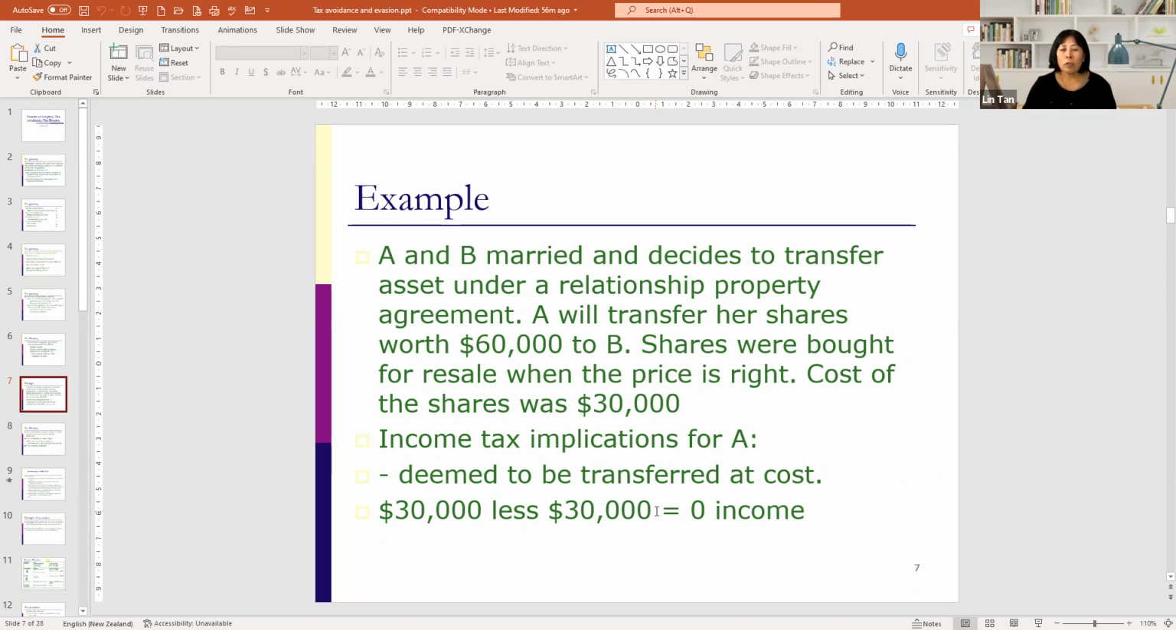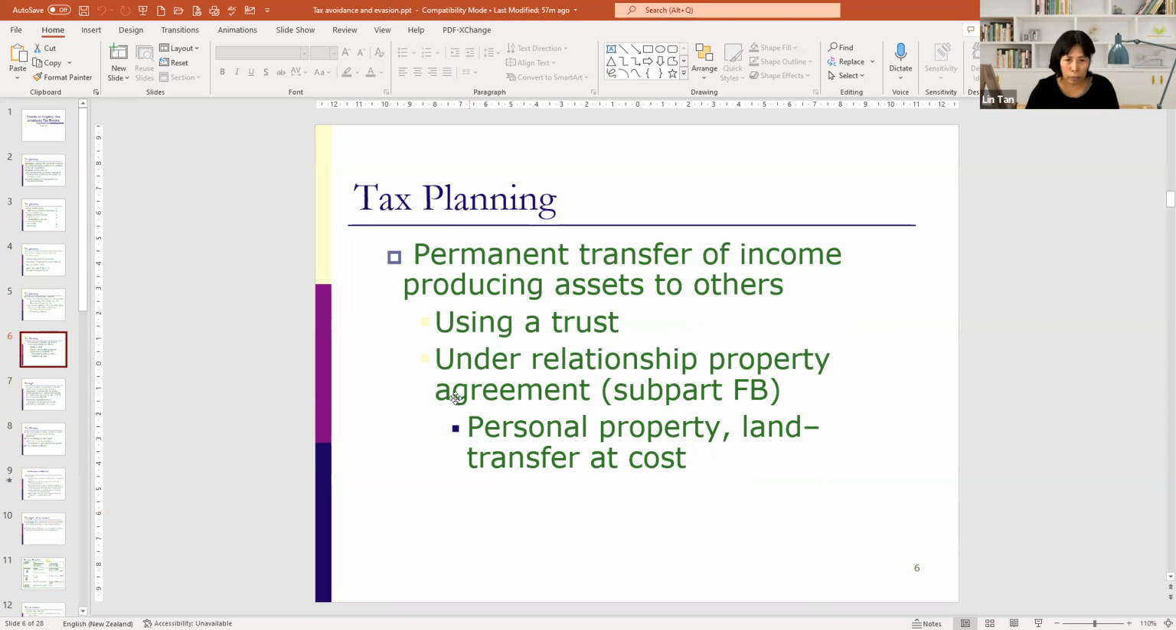Until B sells these shares to somebody else, it will not trigger income tax consequences. All right. So let's say B later on sold it for $40,000, then the gain is $10,000. It is caught under section CB4 because those shares were bought for resale purposes, and B will be taxed on the gain of $10,000. Right, so that's just an example to illustrate the scenario when property is transferred under a relationship property agreement.